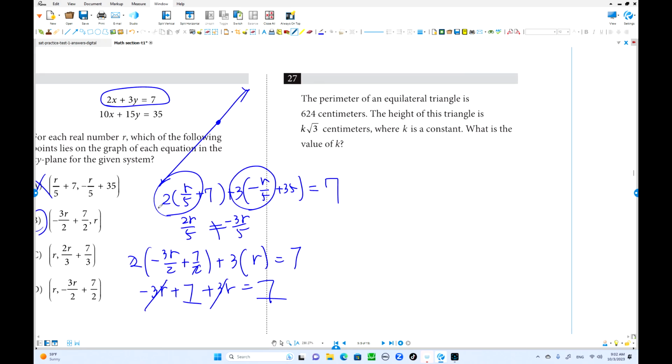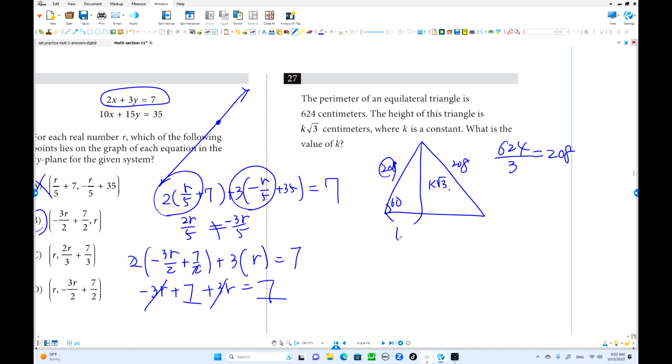Number 27, the perimeter of the equilateral triangle is 624. When you divide by 3, 208 is each side. The height can be expressed by k squared root 3. What is the value of k? This is 60 degrees. This side is already half of this one, 104. But this side is 104 times root 3, right? That's a special right triangle. This one should be equal to k square root 3. The value of k should be 104, okay? That's the answer.